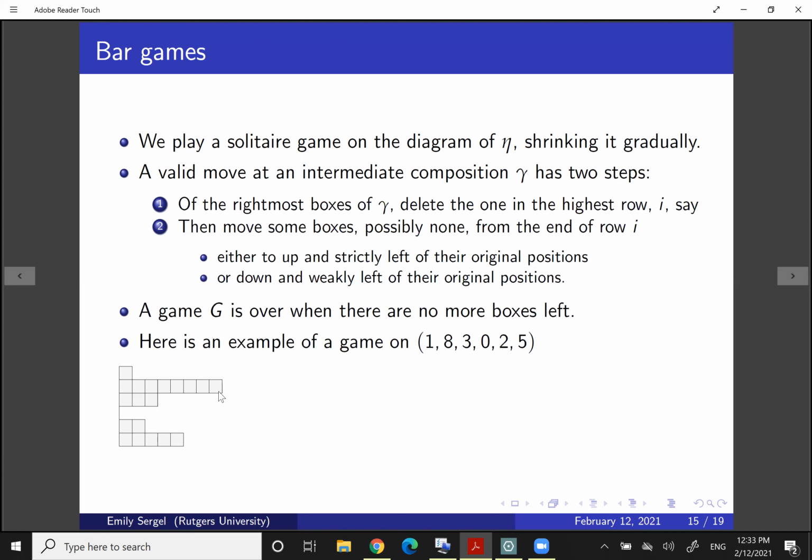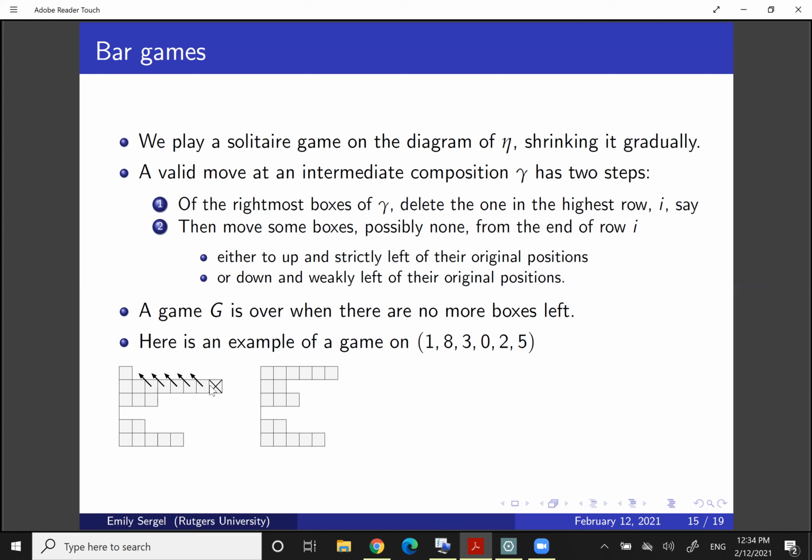That's the one here in the row of size 8. It's the unique guy. I'm going to have to delete it. And then these other 7 boxes here, I can choose to move some of them into another row. So say I choose to move these 5 boxes from row 2 up and to the left into row 1. Then I wind up with this shape.